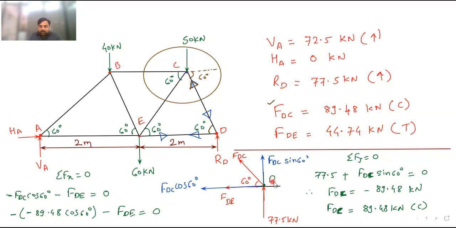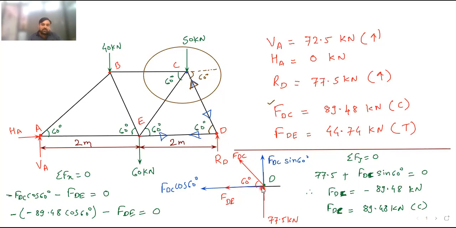We are starting to solve joint D. At joint D, I have three forces: one is the reaction RD, second is FDE, and third is FDC. I don't know the forces in the members FDC and DE. So what have I assumed? I have assumed that they are carrying tensile forces.